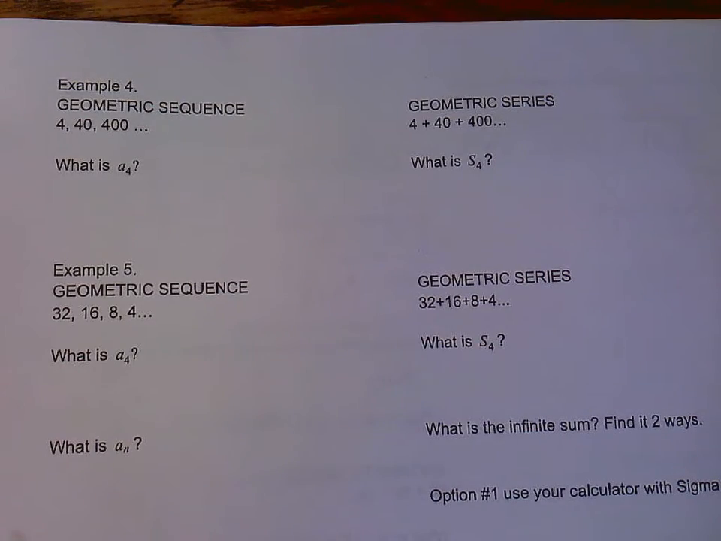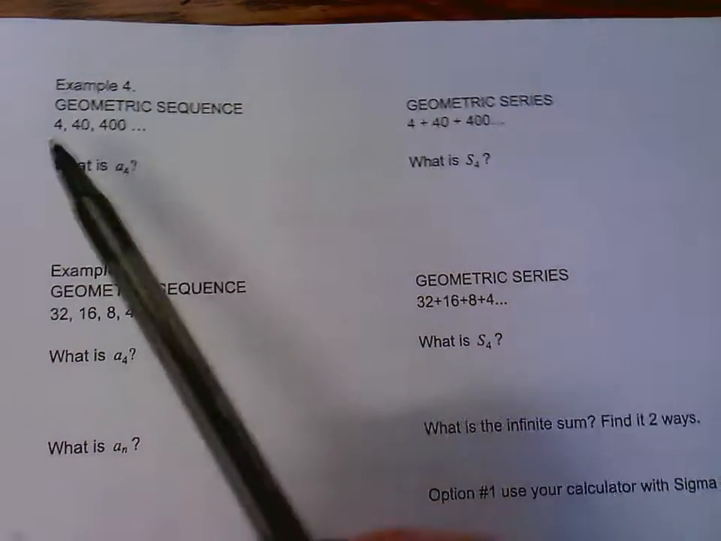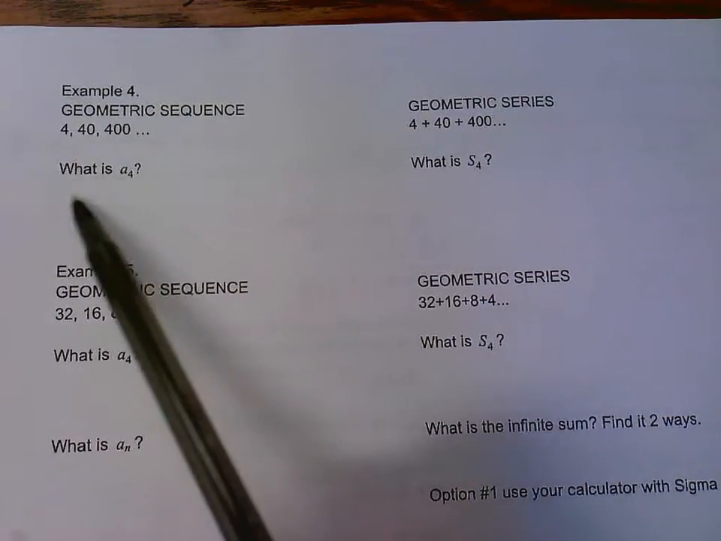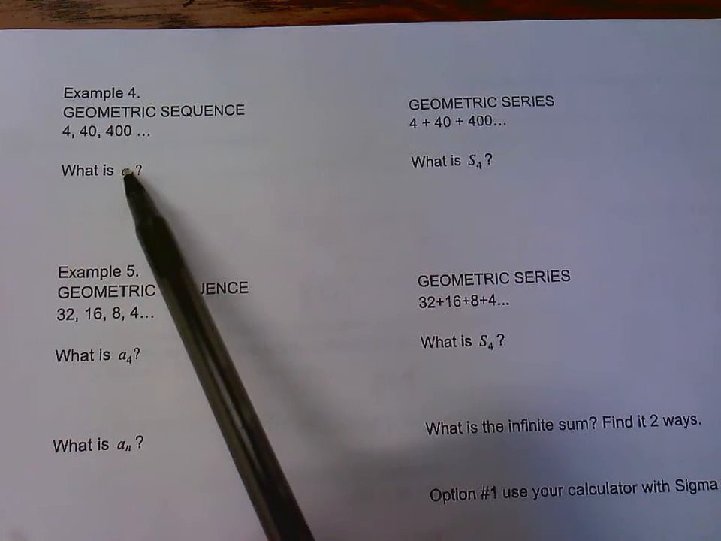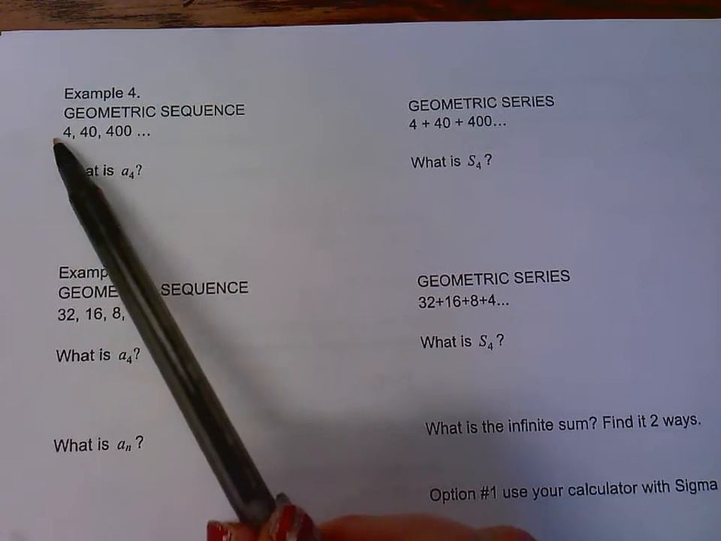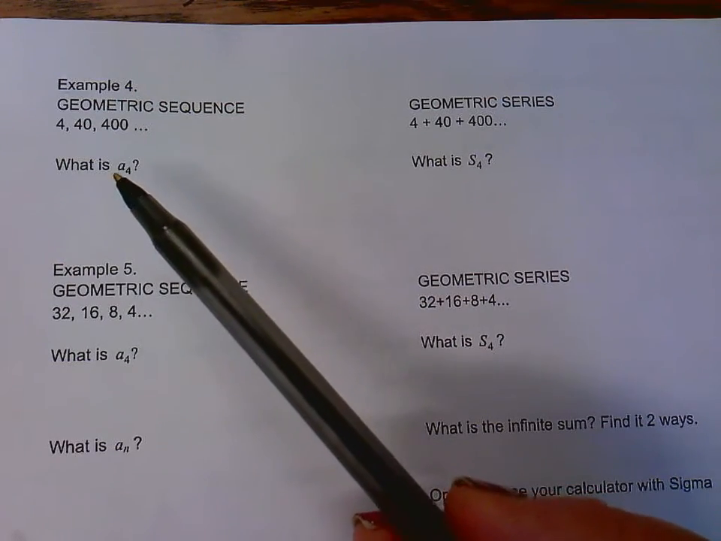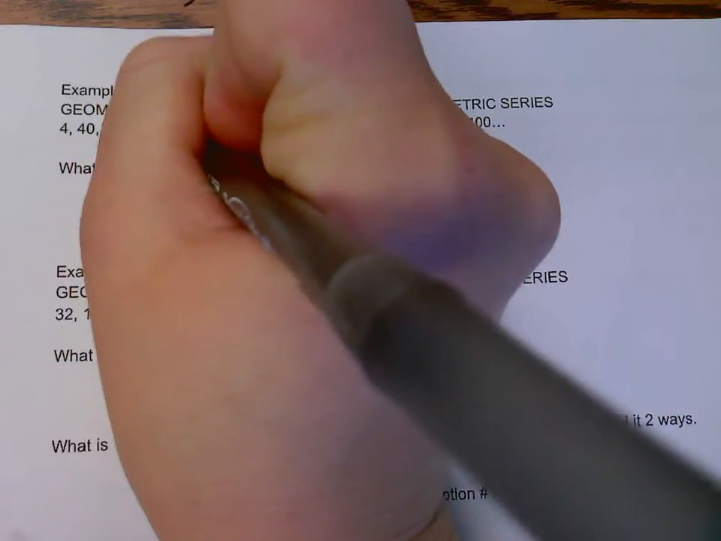Geometric is when you have to multiply by something each time. So this one is asking you what would a sub 4 be for this sequence. If you multiply it again by 10, you would have what for a sub 4? It's just adding a 0 each time, right? Multiplying by 10, so it'd be 4,000.